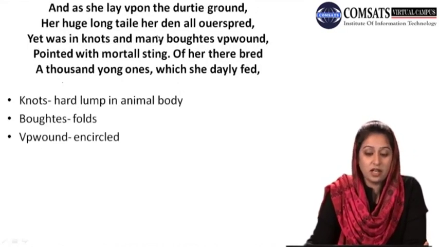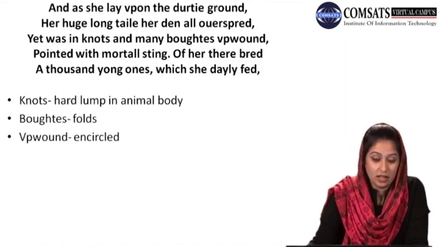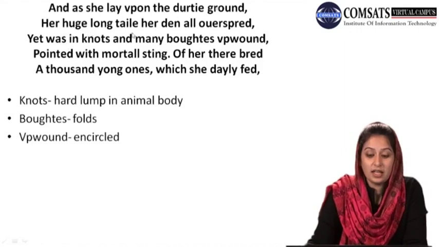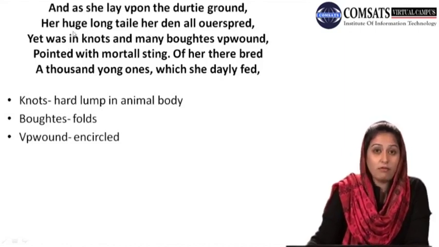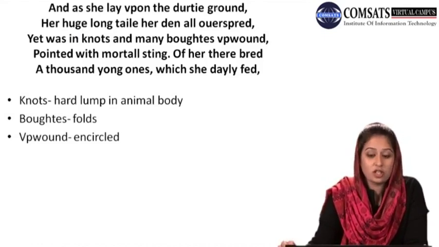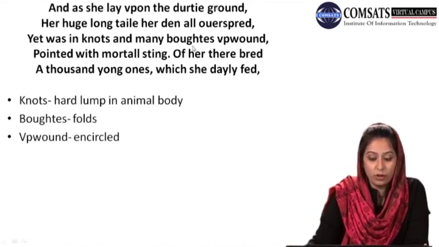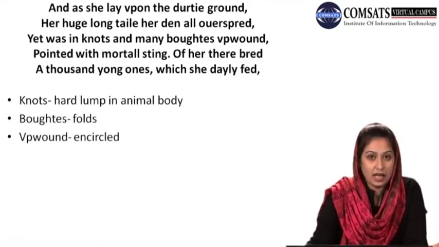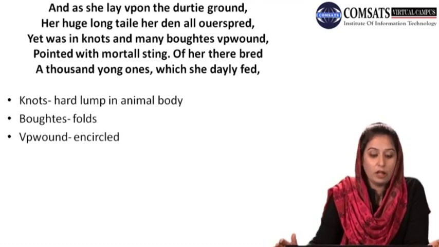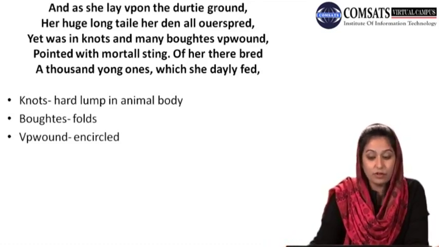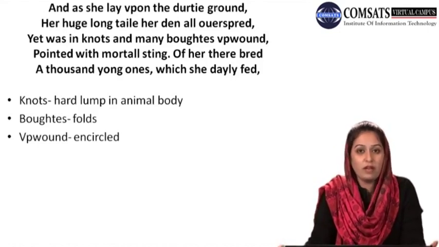And as she lay upon the dirty ground, upon the foul ground, which was all dirty everywhere, her huge long tail her den all overspread. So all her cave, den is the cave, and she had a very long tail, and that long tail was spread all over the cave. Yet one was in knots and many bolts up wound. Bolts is the folds. So the tail was overspread all over the cave, or the cave was full with the knots and folds of her tail. Up wound is encircled. The tail was encircled. There were a number of circles that were made. So it was very huge, very, very long tail.